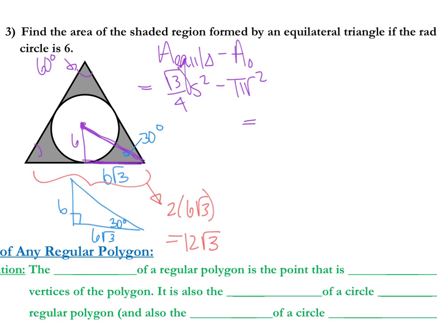Now we can go ahead and plug this in the formula. So root 3 over 4 s squared minus pi r squared.